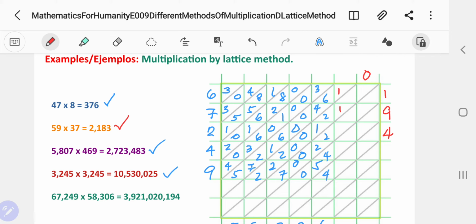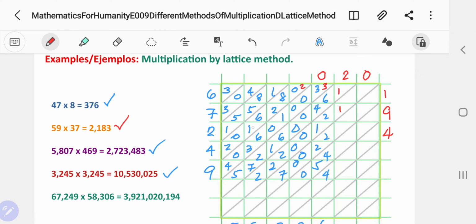5 plus 7 would be 12, plus 2 would be 14, plus 1 would be 15, plus 6 would be 21, plus 4 would be 25, plus 6 would be 31, plus 1 would be 32. So I write 2 here, and then 3 in here. So 4 plus 0 would be 4, plus 3 would be 7, plus 6 would be 13, plus 1 would be 14, plus 3 would be 17, plus 3 would be 20. So I write 0 here and 2 here.